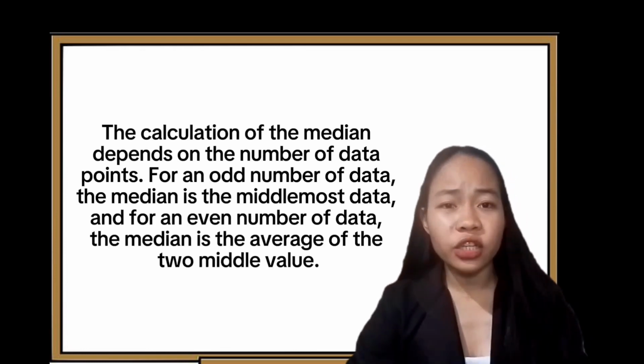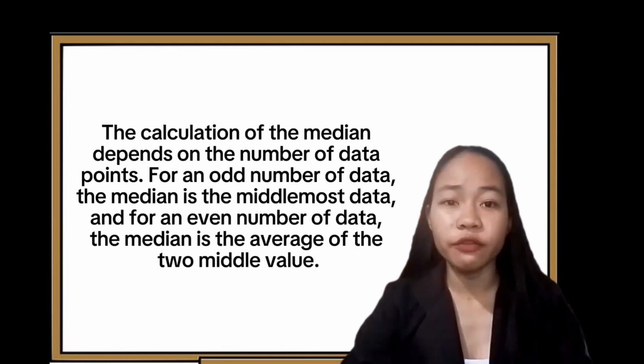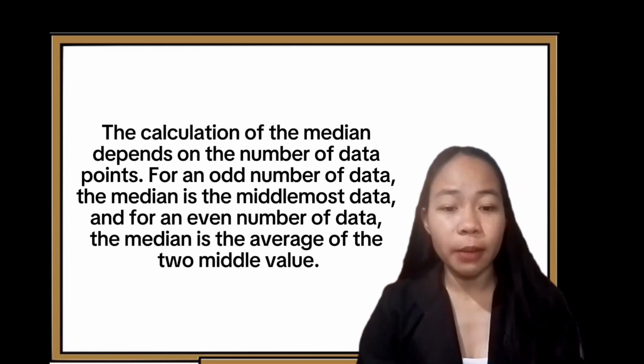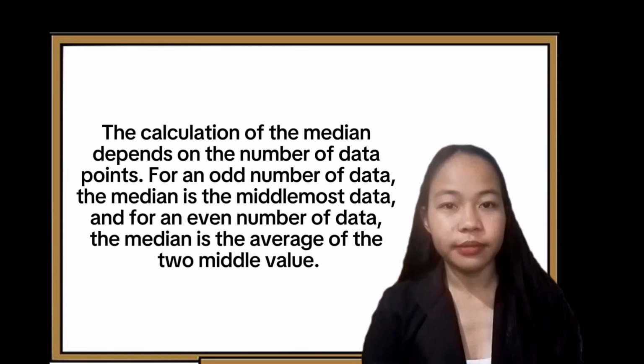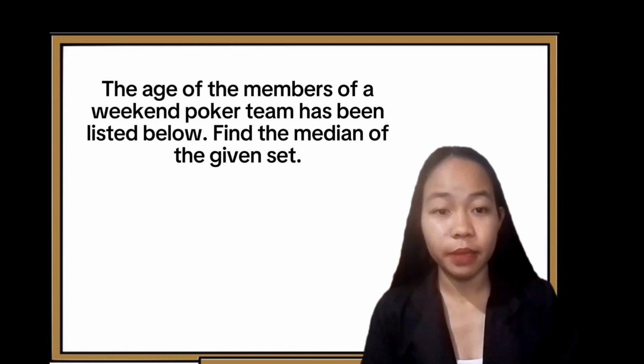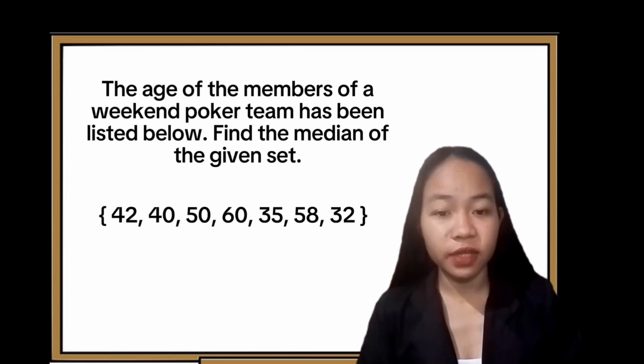But the calculation of the median depends on the number of data points. For an odd number of data, the median is the middlemost data. And for an even number of data, the median is the average of the two middle values. For example, the ages of the members of a weekend poker team have been listed below. Find the median of the given set.